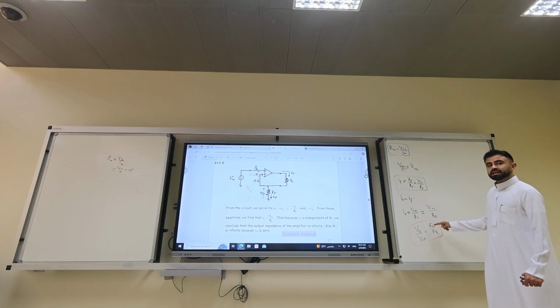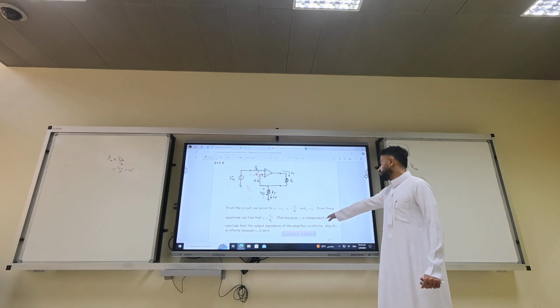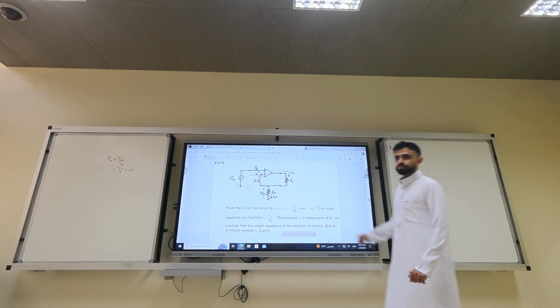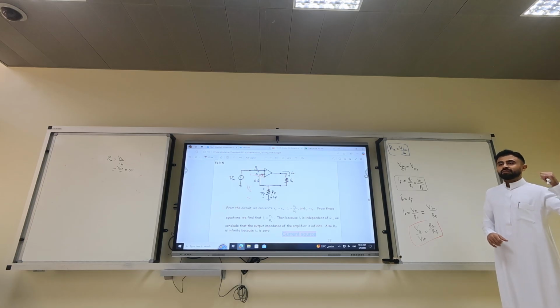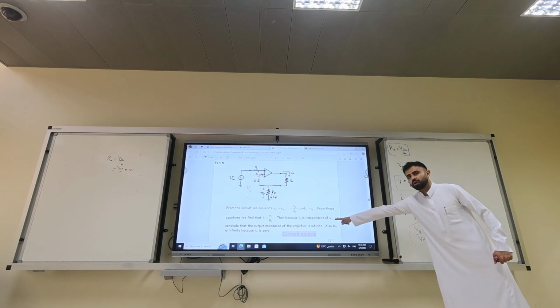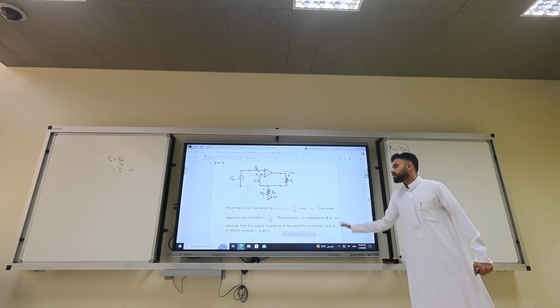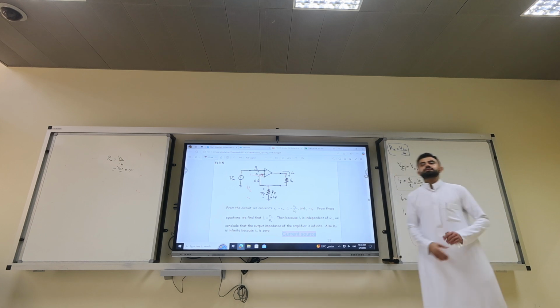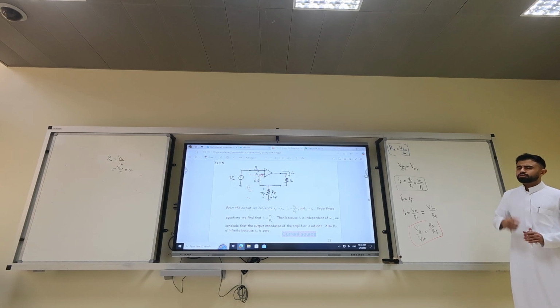The output impedance is infinity. We conclude this because I output is independent of R load. Remember before, what did we say? When V output is independent of R load, output impedance is 0. Here I output is independent of the load, so we conclude that the output impedance of the amplifier is infinite. The input impedance, Adnan already told us, is infinite.